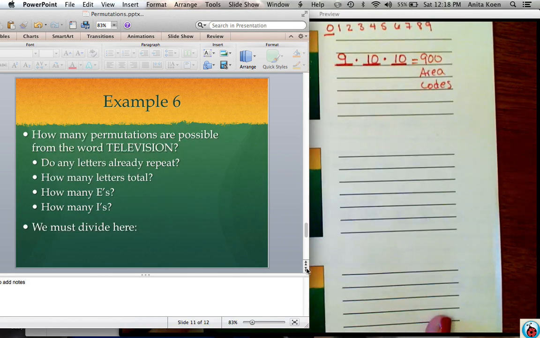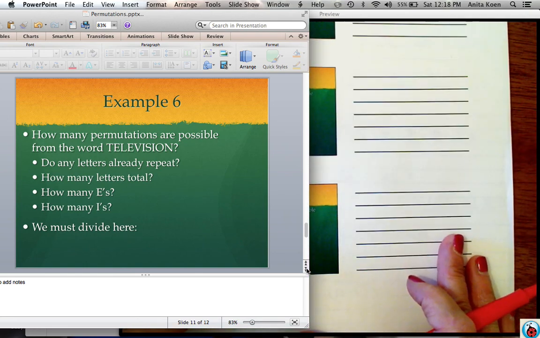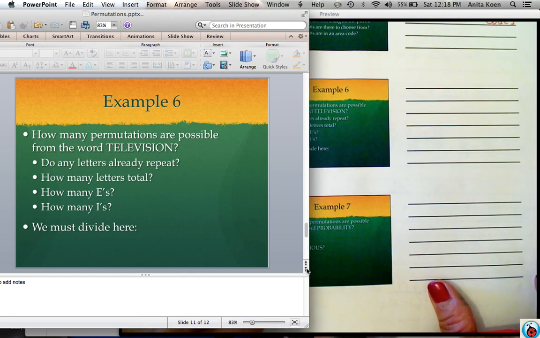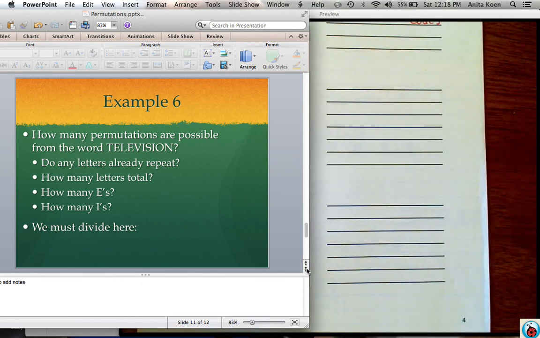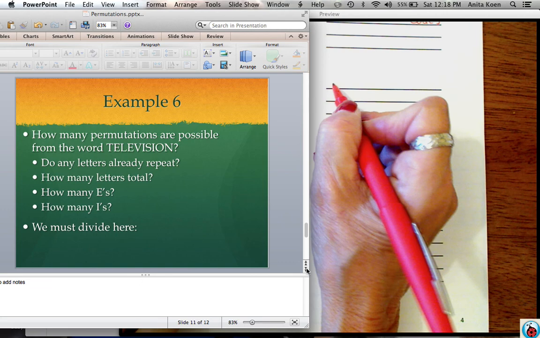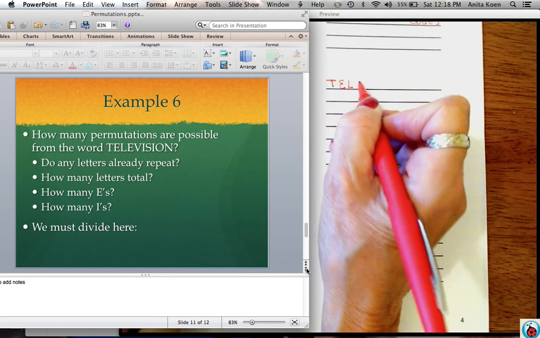Let's look at example 6. How many permutations are possible? I'm just going to slide this over. How many permutations are possible from the word television? So television.